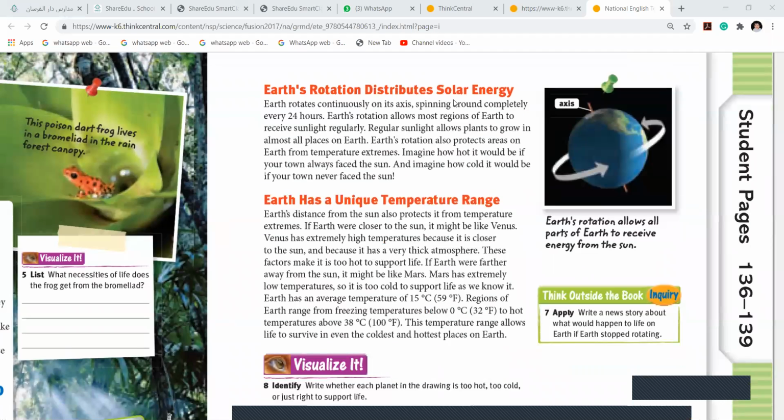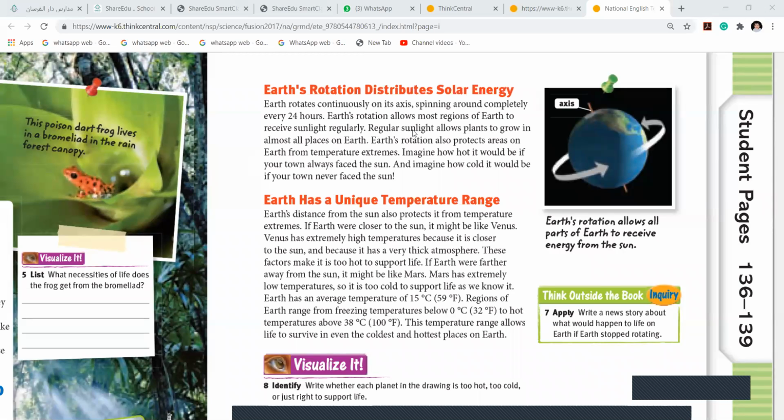Earth's rotation distributes solar energy. Earth rotates continuously on its axis, spinning around completely every 24 hours. You know, to rotate, it takes one whole day. Imagine it's such a big Earth that it takes one whole day to rotate.